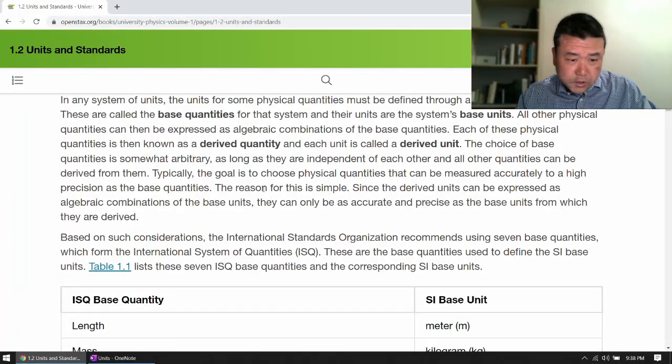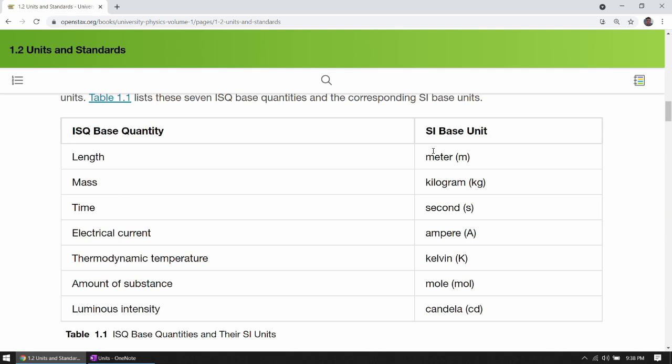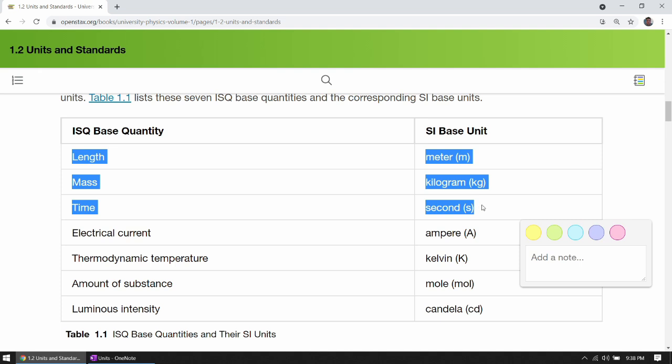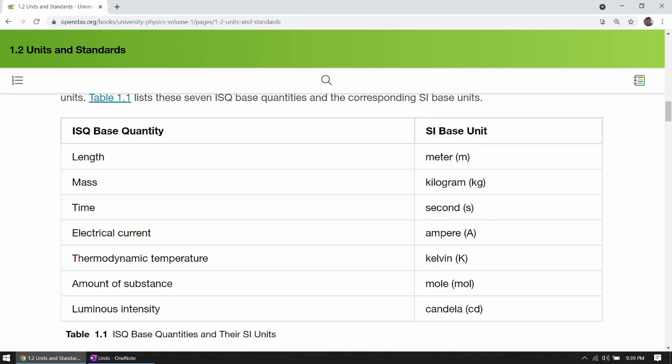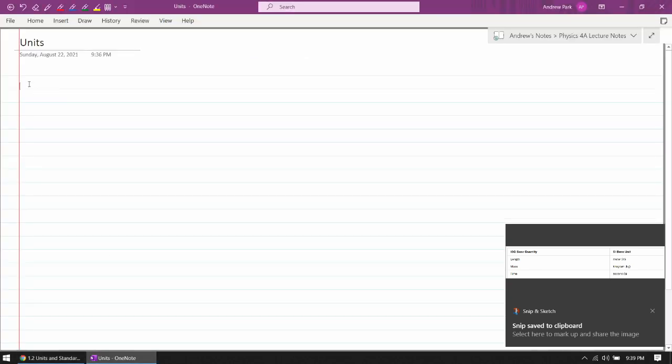So your textbook, section 1.2, gives these SI base units. And what I really want you to focus on are these first three. These are really the fundamental units. And it's actually amazing that of all the physical quantities that you can measure in the world, you can boil them down to these three. Let me copy this into a note so that I can talk about it in more depth.